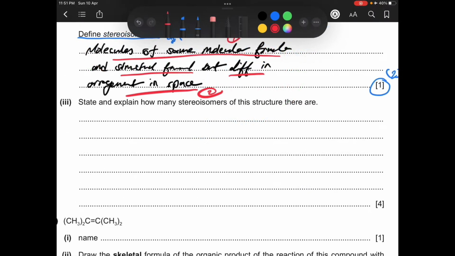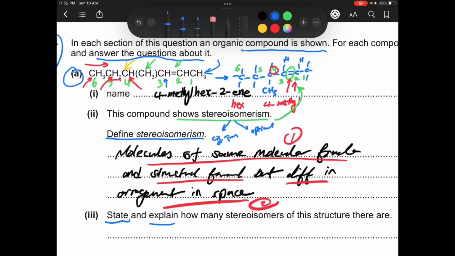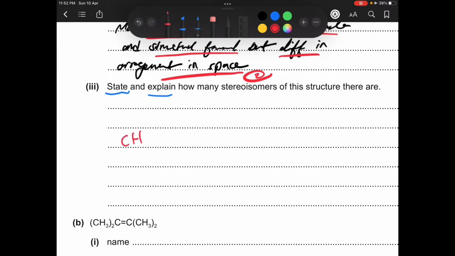Okay. The question says state and explain. So you have to state with a short answer, and then you have to explain this short answer. And you just notice that you have 4 marks on this question. So let's go again. It says that state and explain how many stereoisomers of this structure there. So look at this structure in here. So I will draw it like this. You have CH3, CH2, CH, and you have methyl.